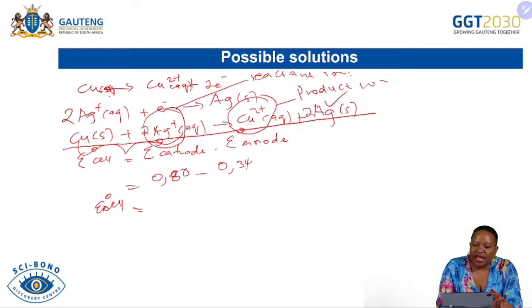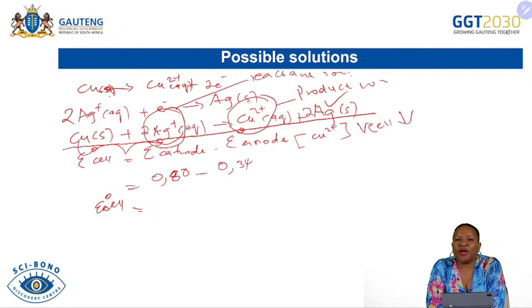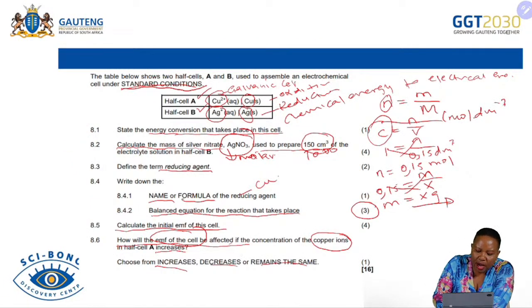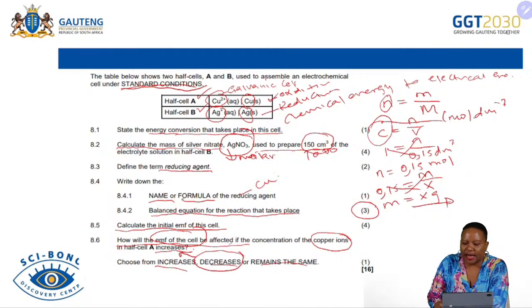And we already know that an increase in the concentration of Cu2+, which are our product ions, will make the cell potential decrease. Therefore, when we increase the Cu2+ ions, we are definitely going to make our cell potential decrease, because those ions are the product ions. They are not the ions that are going to accept the electrons. Therefore, the correct answer is that our cell potential will decrease by increasing the copper ions in reaction A.